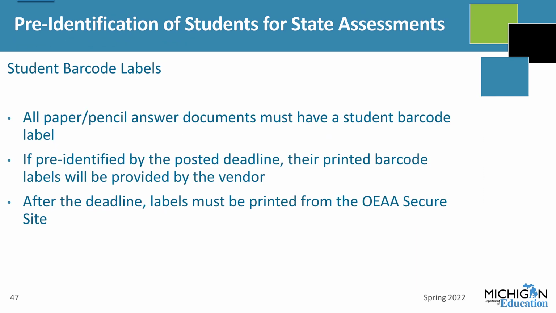Barcode labels are required for all paper pencil answer documents. You must have a student barcode label on each answer document. If you pre-identified by February 16th, then barcode labels will be printed and shipped with your initial material order. If not, then you will have to print them from the OEAA Secure Site.